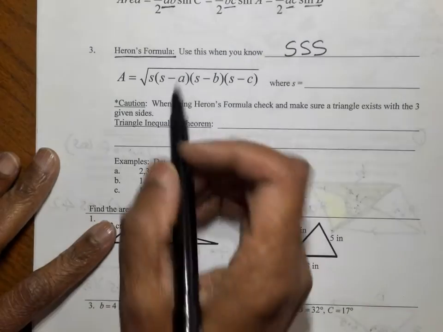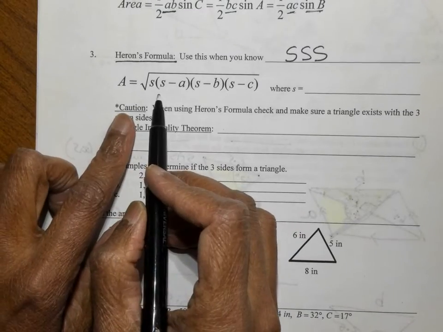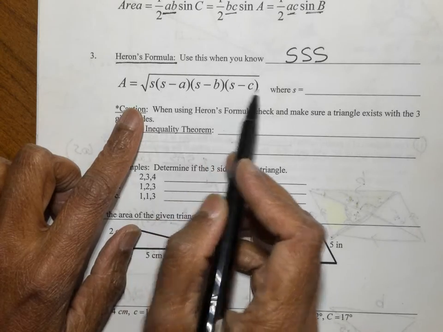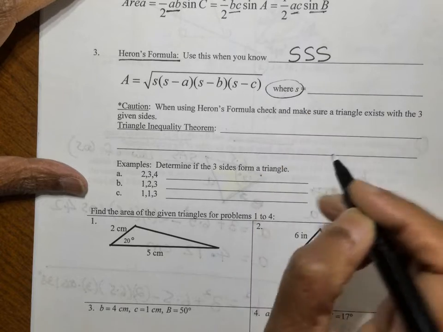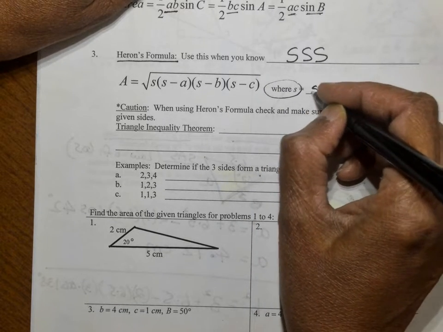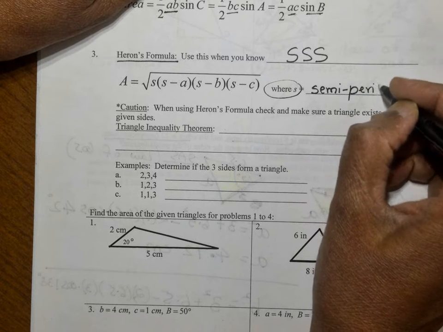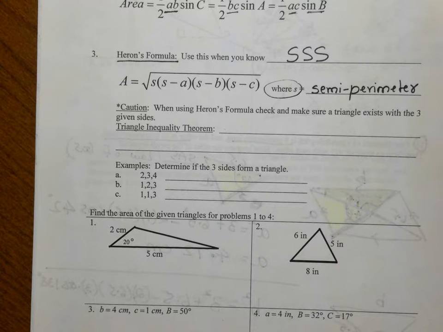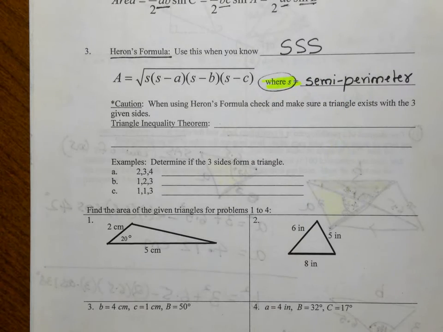Okay? So let's go back to our notes. Heron's formula is when you have all three sides given to you. If you look at this formula, it's the square root of S minus A, S minus B, S minus C, all three multiplied. So I see an alphabet called S. Where S is, I'm going to write down what it is, and then you tell me how you find S. S stands for semi-perimeter.